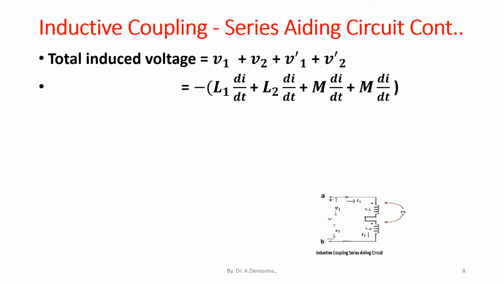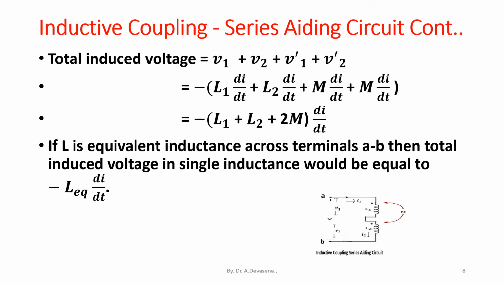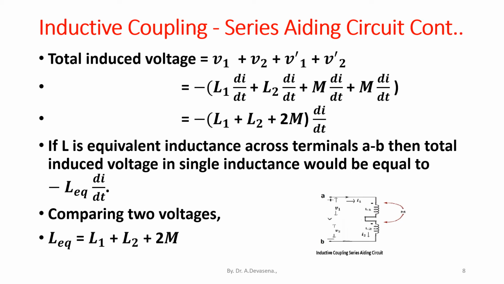Here all these values are having minus sign, so I have taken minus as common in this equation. That is equal to minus of L1 plus L2 plus 2M, di by dt. If L is the equivalent inductance across terminals A to B, then total induced voltage in a single inductance would be equal to minus L equivalent di by dt. Comparing the two voltages, L equivalent is equal to L1 plus L2 plus 2M.